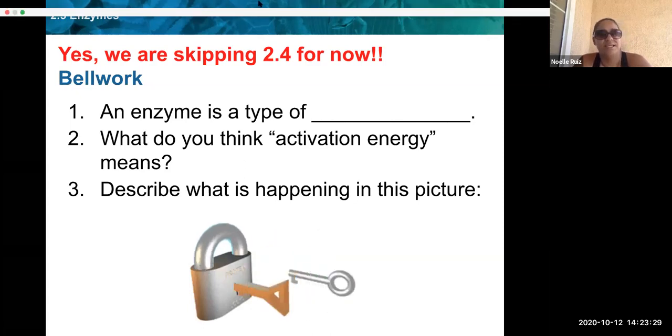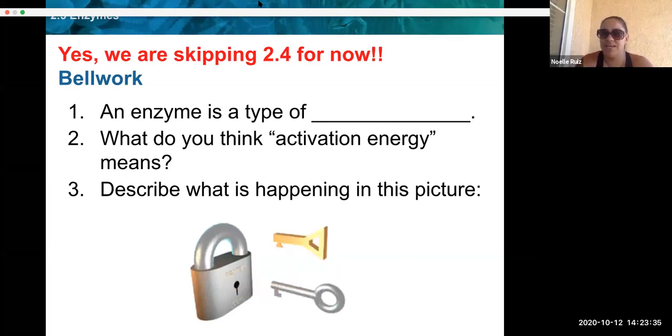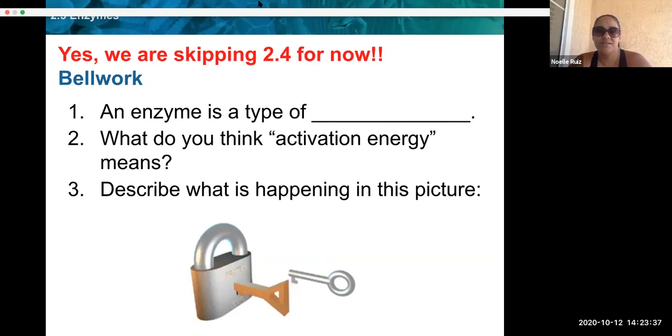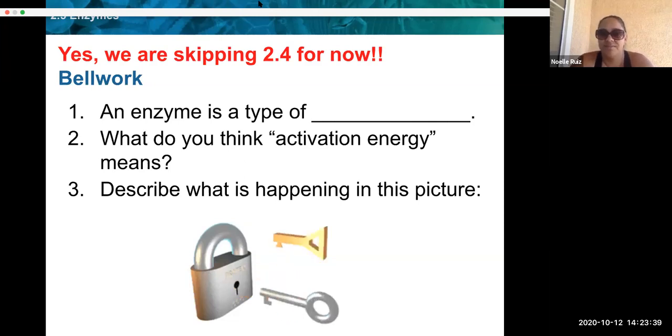So number 1 is an enzyme as a type of what? We studied 4 different molecules: carbohydrates, lipids, proteins, and nucleic acids. So which one is a protein a part of? And an enzyme a part of? Yes, Angelina, good. An enzyme is a protein. It's a type of protein.